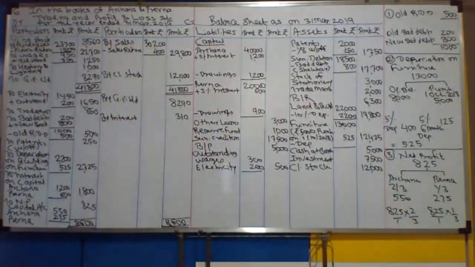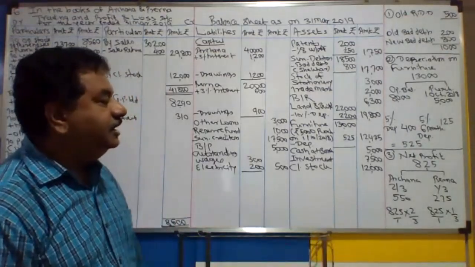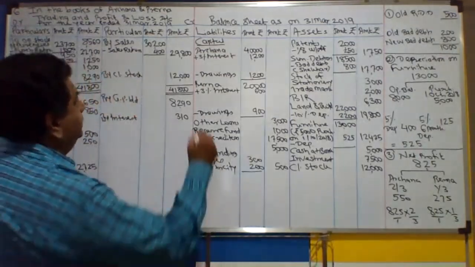So your gross profit is 8,290. Net profit is 825 rupees. Distribution in the ratio 2:1, meaning 2/3 to Archana is 550 and 1/3 to Prerna 275 rupees.